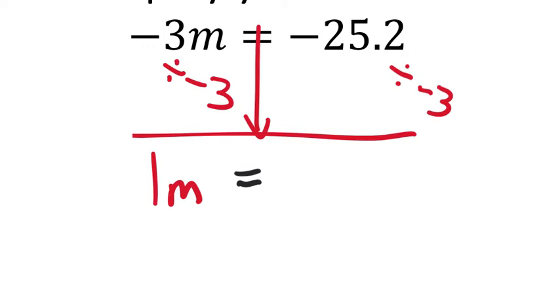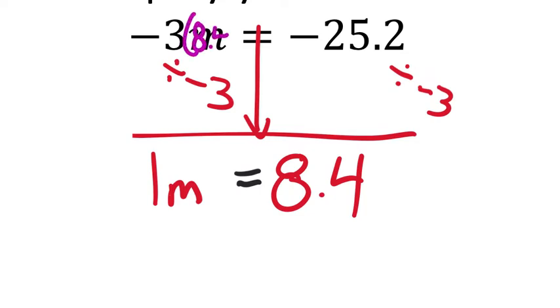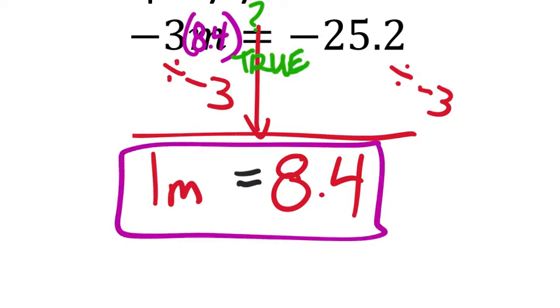So in my calculator, I go and I type in negative 25.2 divided by negative 3. I push enter. My calculator tells me that is 8.4. Now, like we saw on the last slide, you can make this a fraction. I'm not going to because we don't need to. But I will check. So I'm going to replace the m with 8.4. I will see if this gives me a true statement. When I type in negative 3 times 8.4 on my calculator, I do get a true statement, which we know means that if you replace m with 8.4 here, it makes the equation true. That means it is the solution.